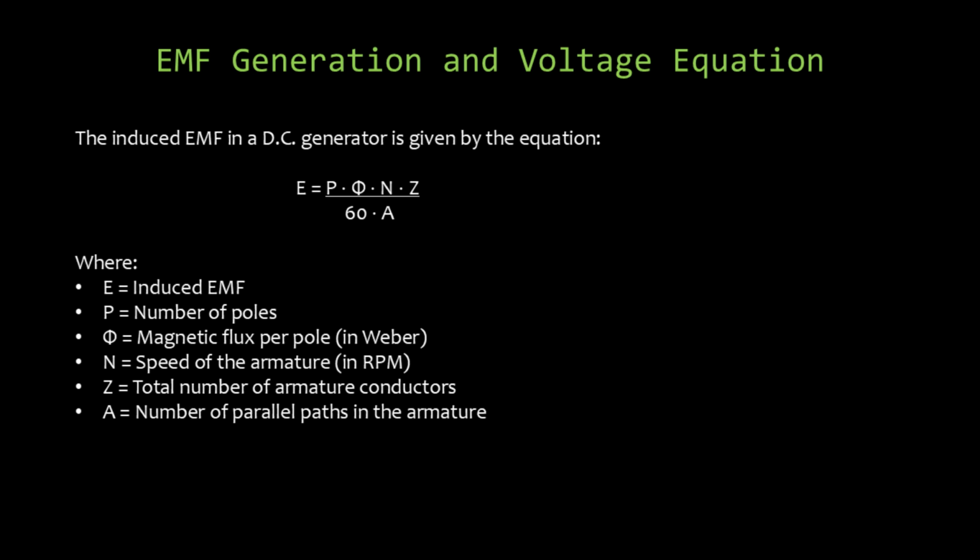Breaking this down, E represents induced EMF, P is the number of poles, phi is magnetic flux per pole, and N is armature speed in RPM. Z is the total number of armature conductors, and A represents the number of parallel paths in the armature. This equation helps engineers precisely calculate and predict the electrical output of a generator.